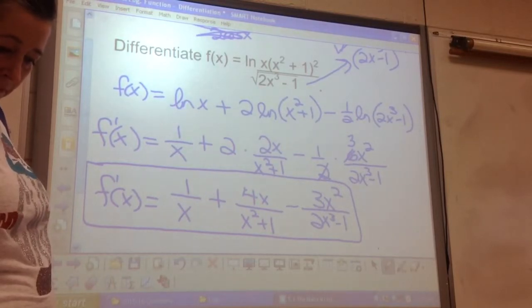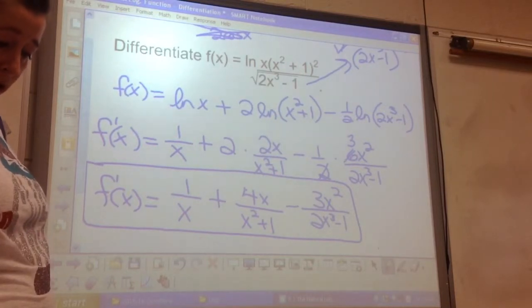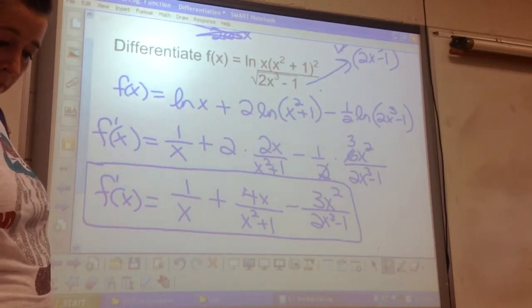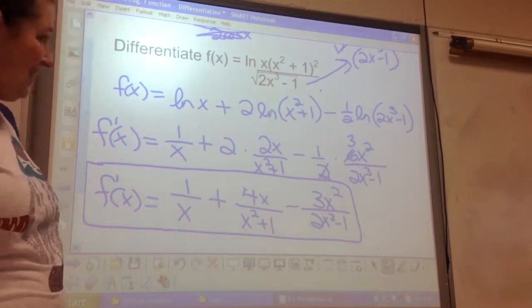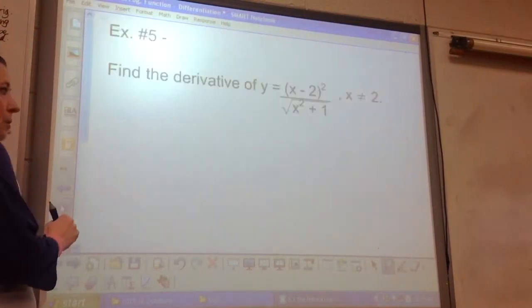I like this better than... I like this too. I'm sorry. Can you just give me related rates again? Now, we got one more. Can we go back to simple differentiation? Got one more.